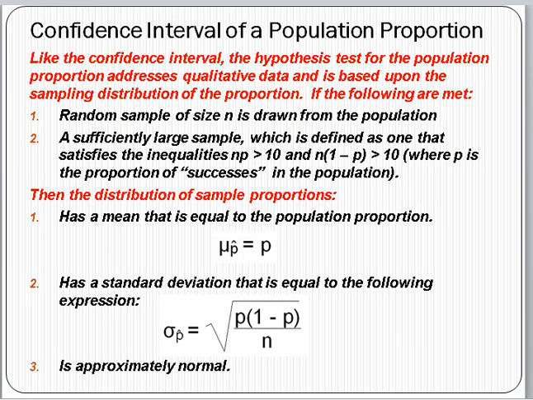Two, you have a sufficiently large sample, which is defined as one that satisfies the inequalities n times p is greater than 10, where p is the proportion of all successes in the population, and n times 1 minus p is greater than 10. If those two conditions are met, then the distribution of sample proportions, which is the sampling distribution, has a mean equal to the population proportion, has a standard error or standard deviation of the square root of p times 1 minus p over n, and is approximately normal. It's this normality that allows us to find the probability, the p-value, in the hypothesis test.